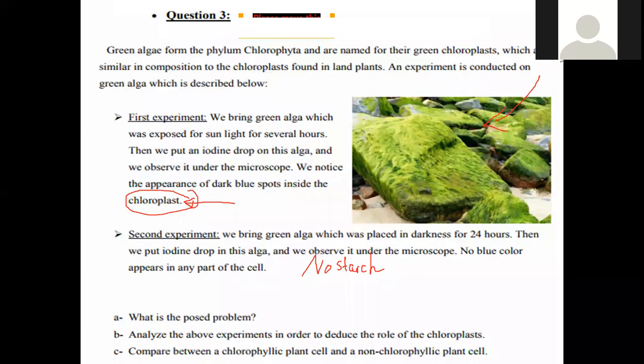Whenever we did the first experiment, we left it in sunlight for several hours, then we put iodine drops. We have starch inside the chloroplast. So what does this mean? This means that we have starch, or dark blue color, inside the chloroplast. However, in the darkness, no starch, so there is no photosynthesis. So the chloroplast is the site where photosynthesis occurs.